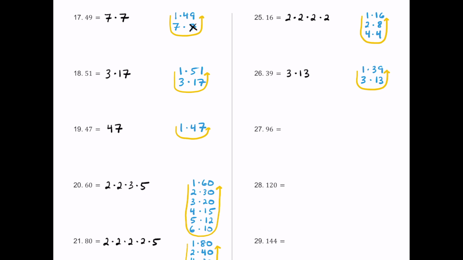For 27, what we have here is 96. I think 96 will break into 2, 2, 2, 2, 2, and 3.